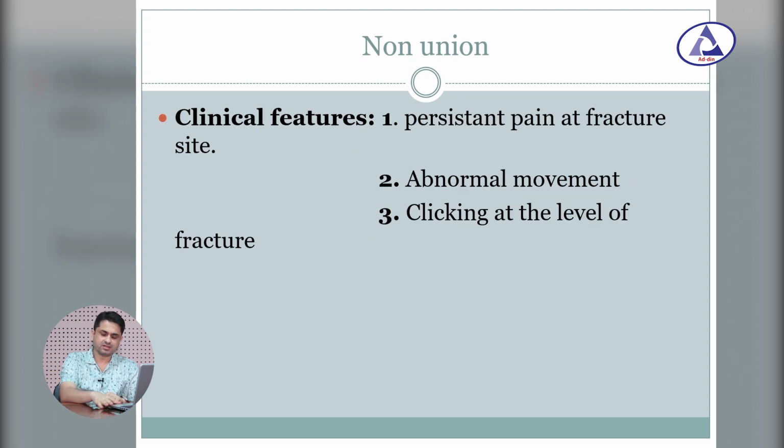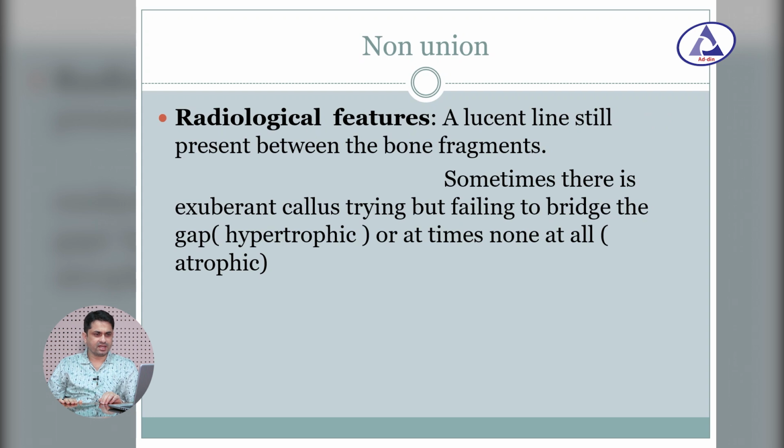Now clinical features. There is persistent pain at the fracture site. After 9 months, the patient will complain of pain at the fracture site, or there is a little bit of movement at the fracture site. This is called abnormal movement, with clicking at the level of the fracture. Now radiological sign: in X-ray we get a lucent line still present between the bony fragments. The fracture has not united yet, that's why we get a lucent line at the fracture end.